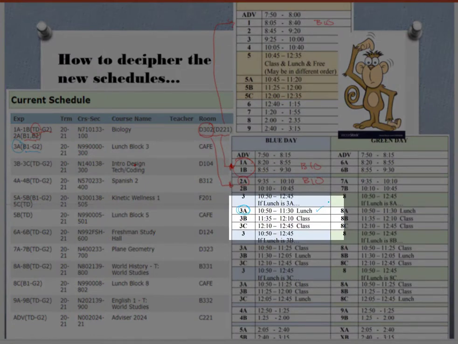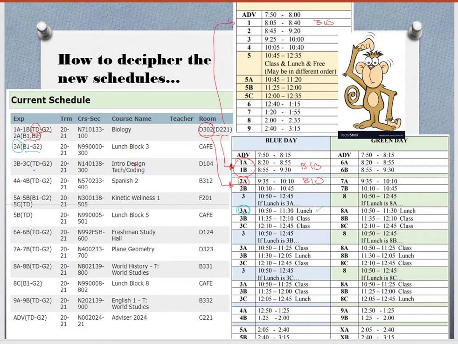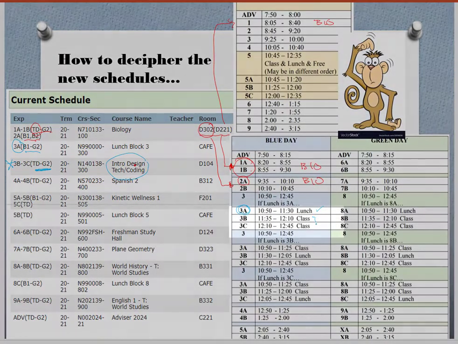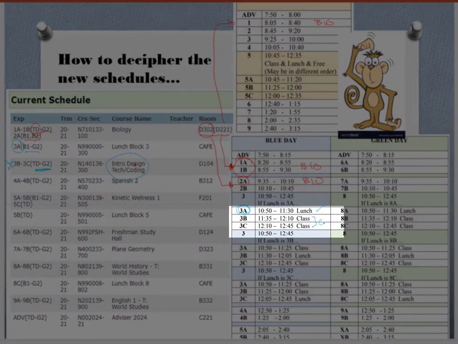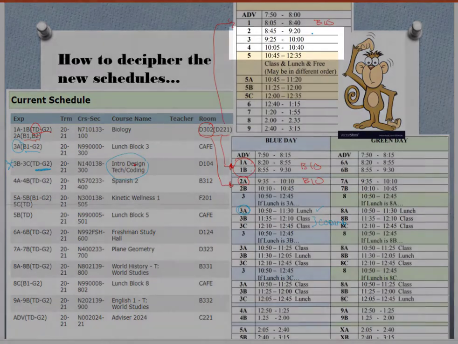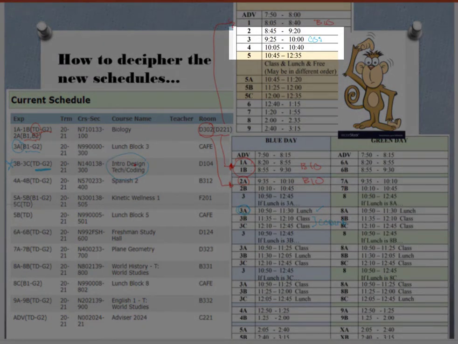For all the other days, from the Trevian Day all the way through Green 2, so for the entire week, you are going to be doing Intro to Design, Tech, and Coding. So for 3B and C right here, you're going to be doing that coding class. And as well for period 3 up here, you will be doing coding.